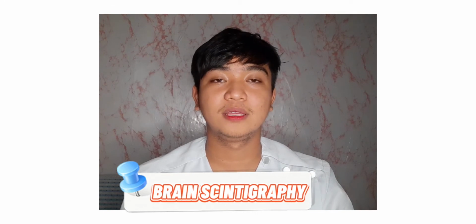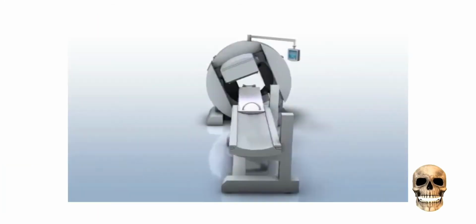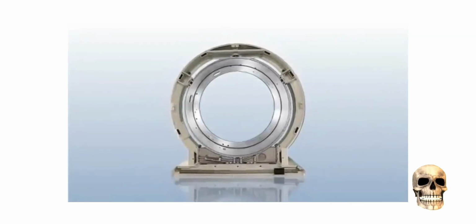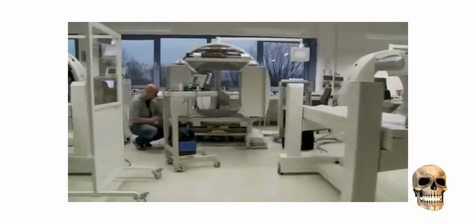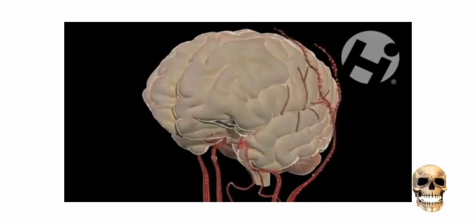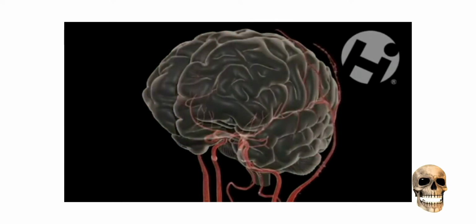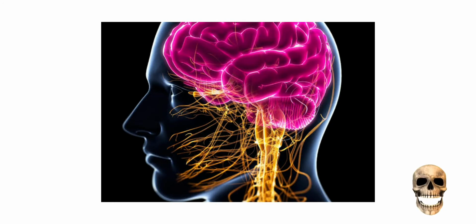For today's topic, we will talk about brain scintigraphy. But first, what is brain scintigraphy? It is a procedure in which a radioisotope is administered IV and its distribution monitored with a gamma camera. Brain scintigraphy informs on the adequacy of blood flow to the cerebral cortex and detects abnormalities in the brain before they can be detected by CT or MR scans.